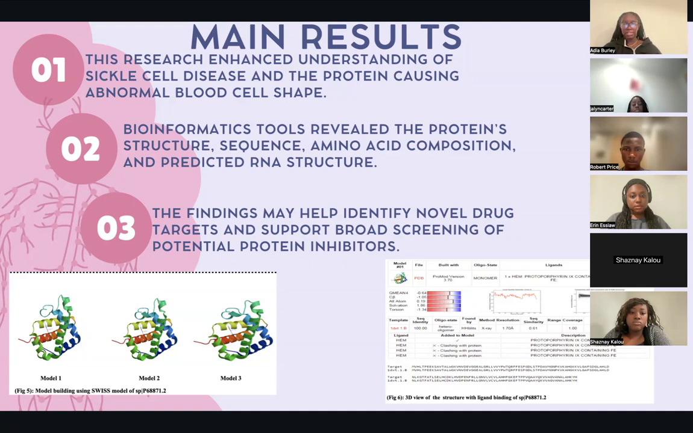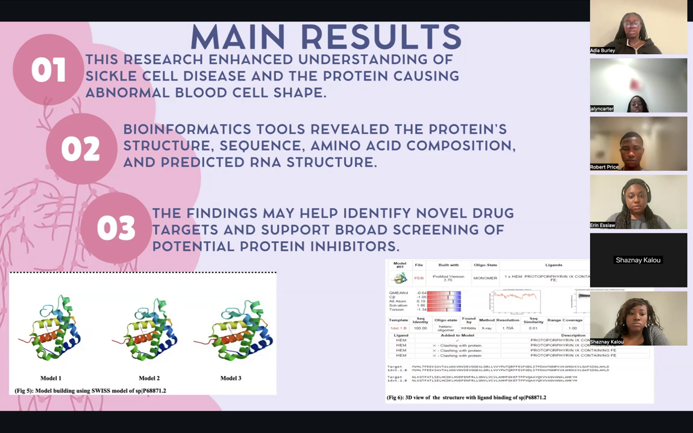The bioinformatics methods proved to be useful for identifying novel drug targets for the relevant protein structure. This research may be used in broad screening of inhibitors of the protein. So there's some description, as you saw in the pictures.